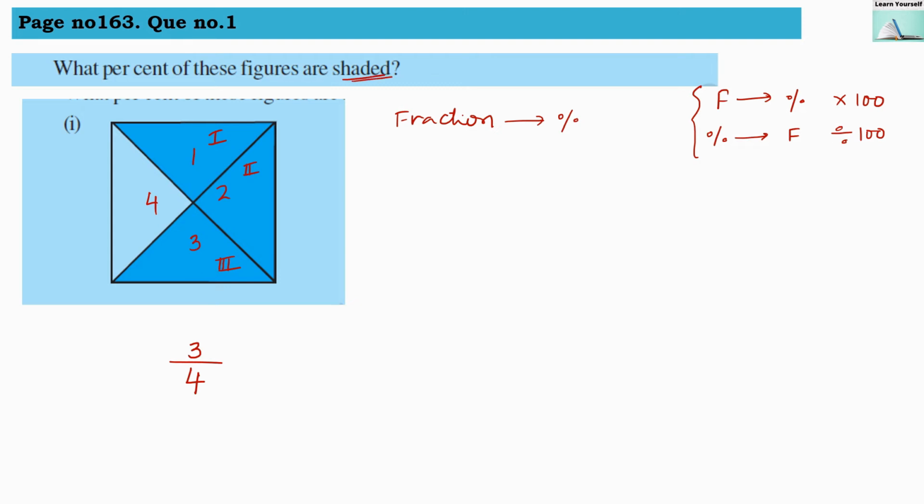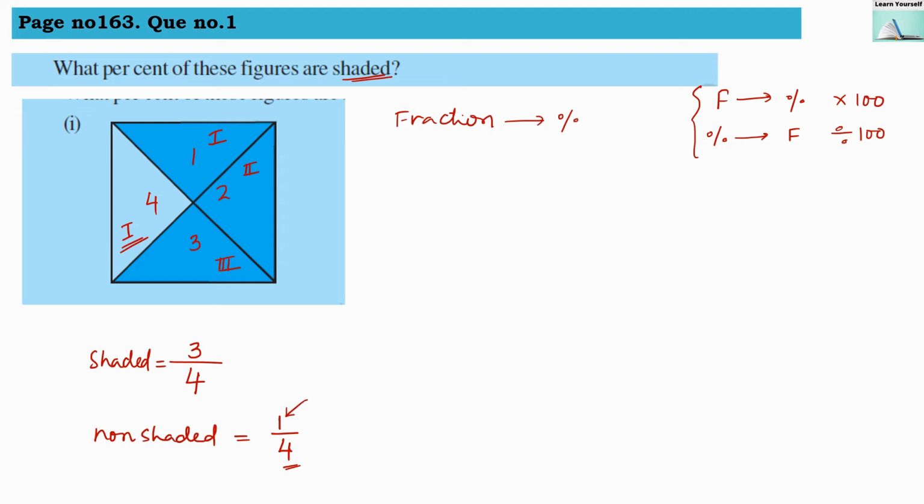That's why the shaded parts fraction will be 3 by 4. If we are finding the non-shaded portion or fraction, then only one part is non-shaded here, so it is going to be 1 by 4. The total quantity will always remain the same. Whatever desired quantity we want will change.